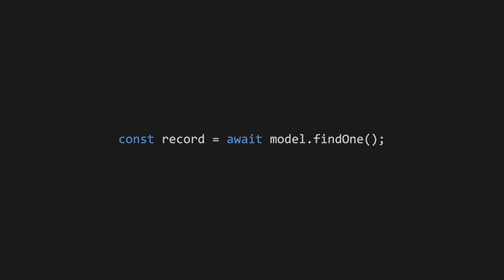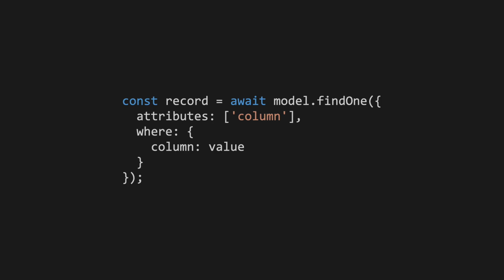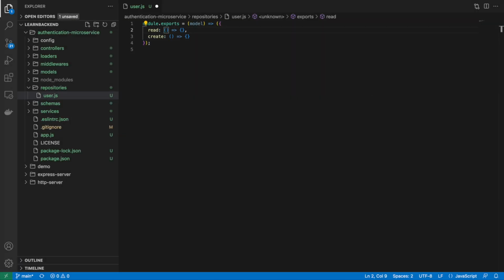Fetching a record from a database table can be achieved using the asynchronous find_one method of the corresponding model. This method will return the first entry it finds or a null value otherwise. It takes an optional query object that allows us to specify which columns we want to fetch using the attributes clause and the criteria of our search using the where clause. So based on that, let's update the implementation of the read handler so that it takes the email address of the user we want to fetch and returns a record containing an ID and a password hash.